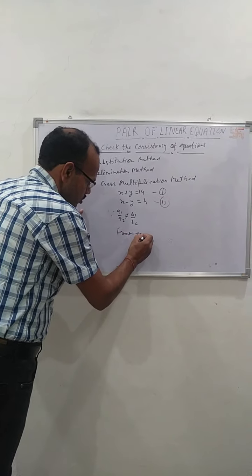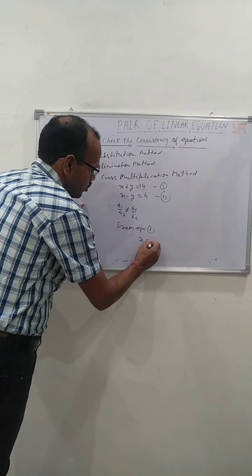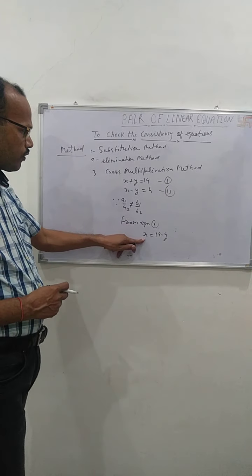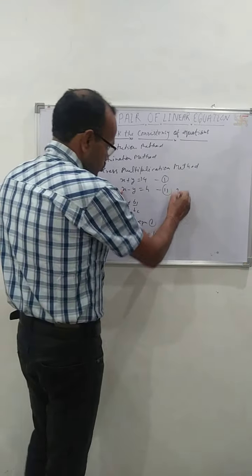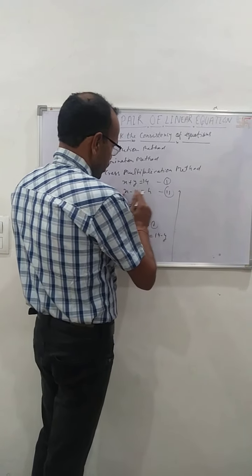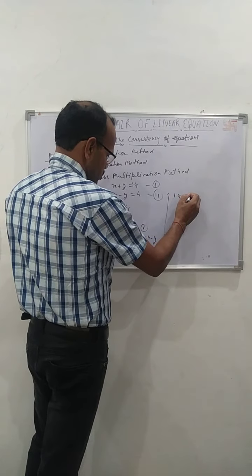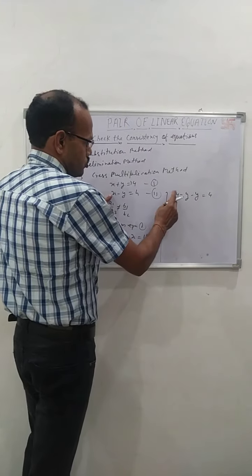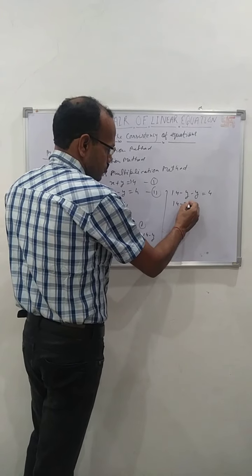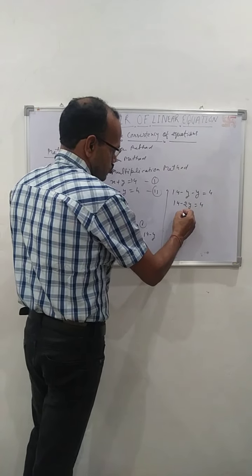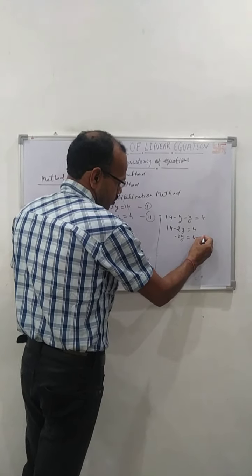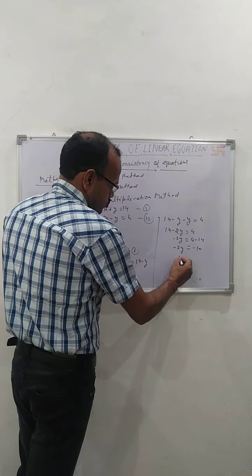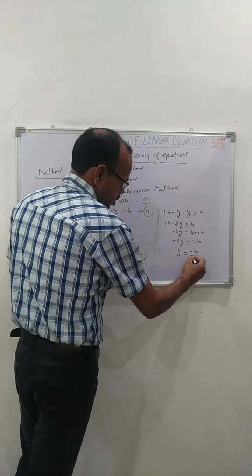From equation 1, x is equal to 14 minus y, and we put the value of x in equation number 2. So we can write here 14 minus y plus y... so solving it, we get 14 minus 2y is equal to 4. So minus 2y is equal to 4 minus 14, that is minus 10. So y is equal to minus 10 divided by minus 2, that is 5.